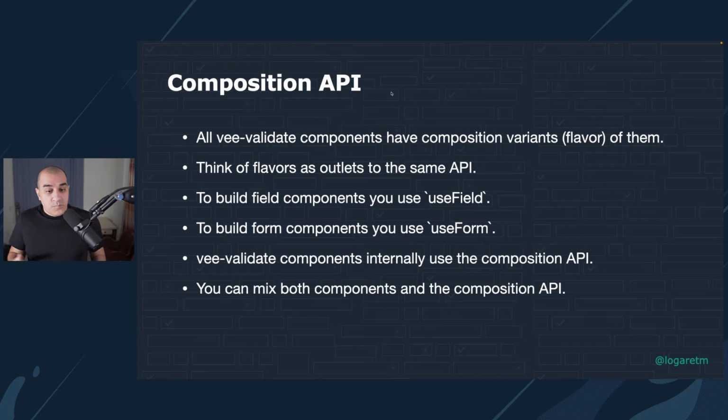So you can think of both flavors, both the components API and the composition API, as outlets to the same API. And actually, the components internally are implemented using the composition functions of them. So the field component is actually a generic component that's built using useField. Same thing for the form component. It is built internally using useForm. So they are just one generic possibility that has multiple uses that you can use in your application.